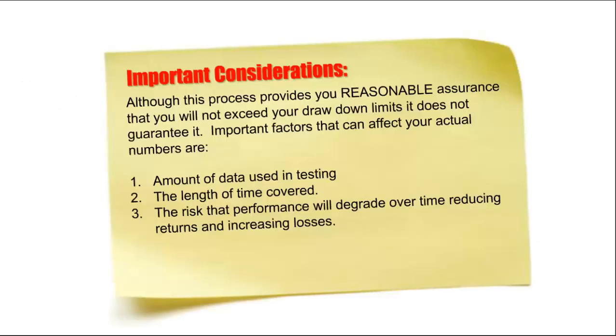All right. Although this process provides you a reasonable assurance that you will not exceed your drawdown limits, it does not guarantee it. There are important factors that can affect your actual numbers, and they are the amount of data used in your testing, the length of time covered, the risk that performance will degrade over time, reducing return and increasing losses. And this is something that I want to discuss just briefly, because you get a lot of traders who are very worried, and not so much guys who do structure trading, but guys who do system trading. So, for example, a Liberator or something like that.